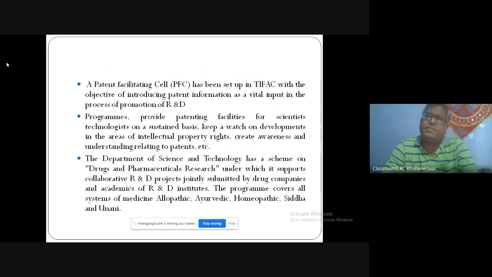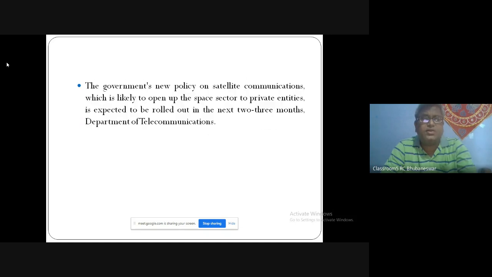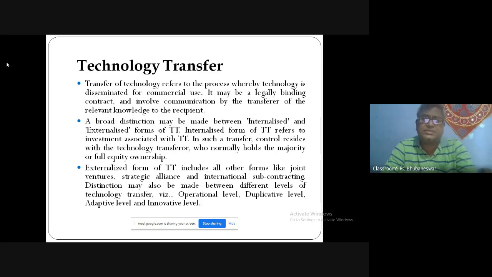But in this way, some patent facilitating centers and programs are there, where our scientists and technocrats focus on intellectual property rights, creative awareness, and understanding patents. DST also has a different scheme regarding pharmaceutical research, and they can join hands with some of the drug companies. You see how private drug companies or private pharmaceutical companies change their way through technology and through research and development. Like programs covered under allopathic, ayurvedic, homeopathic, siddha, unani. And this is the way technology is an enabler, and technology transfer is also an enabler.